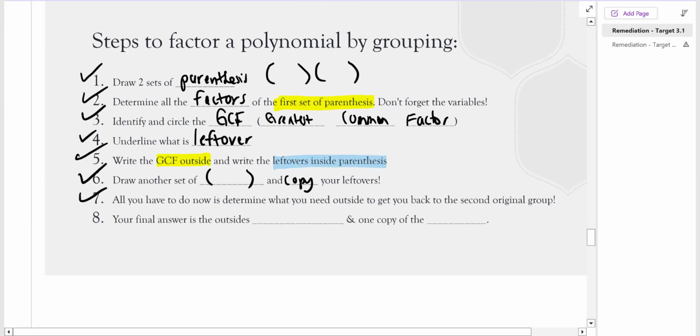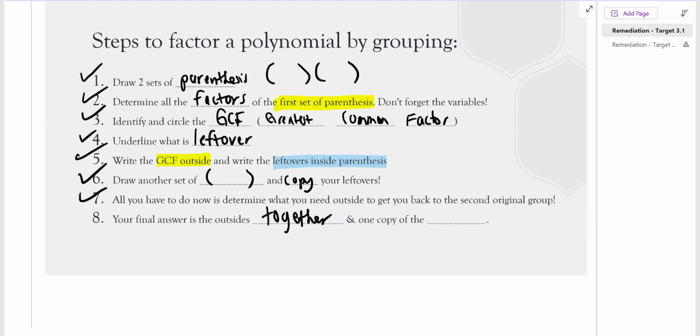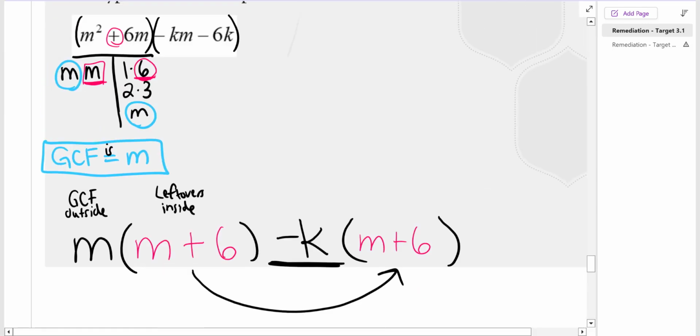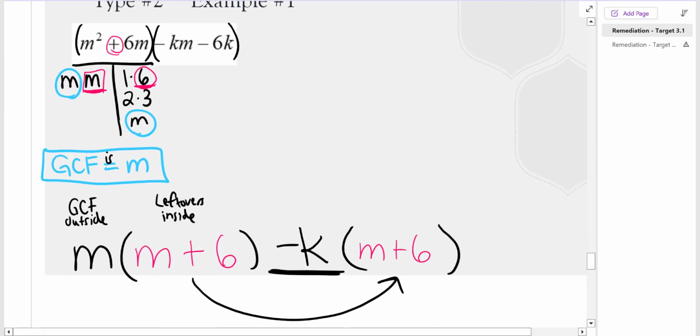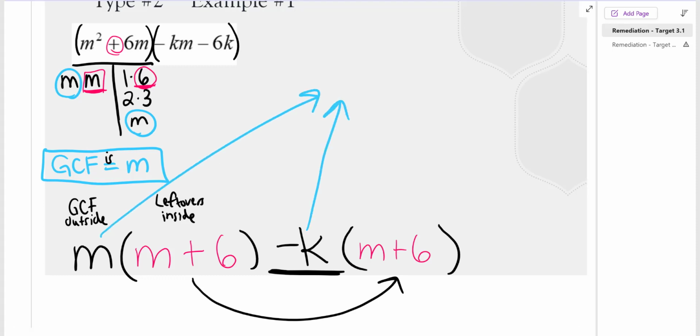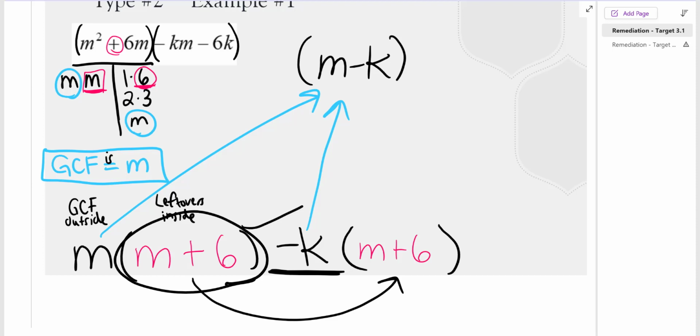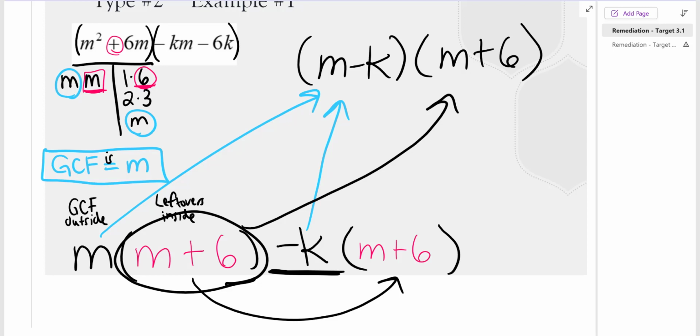Okay, and then your final answer is the outsides together and one copy of the insides. Okay, so we are putting the outsides together. Right, those are both outside. And then we're just going to take one copy of the insides. And this is your final answer.